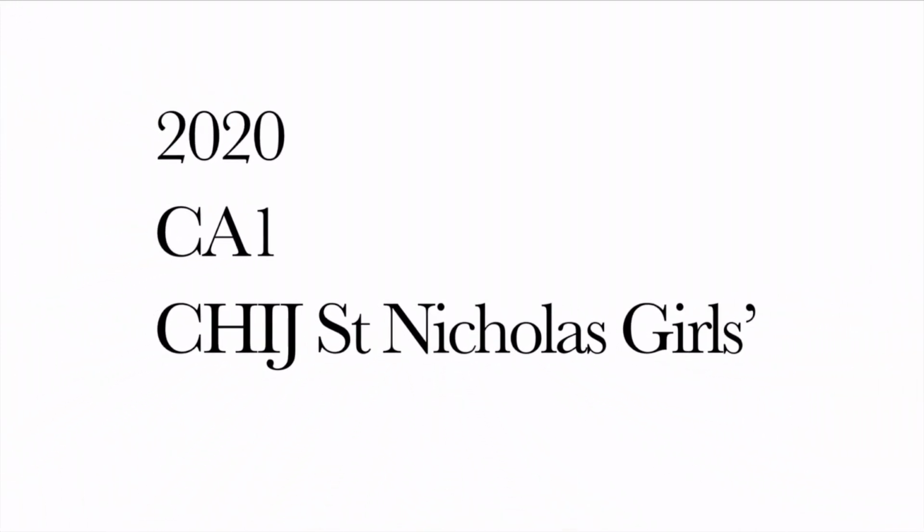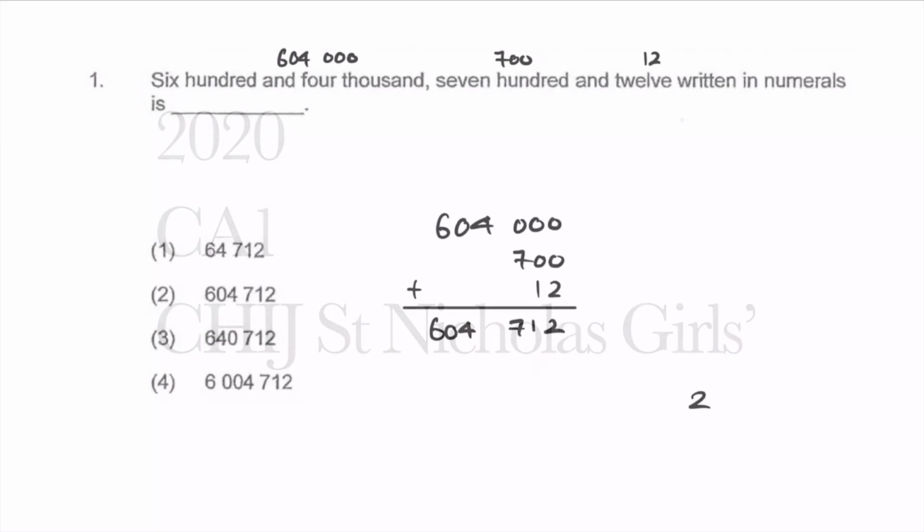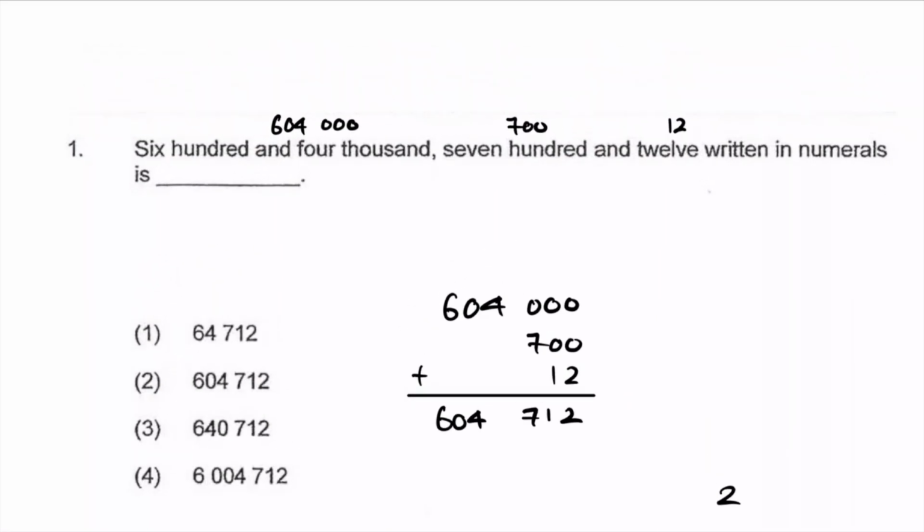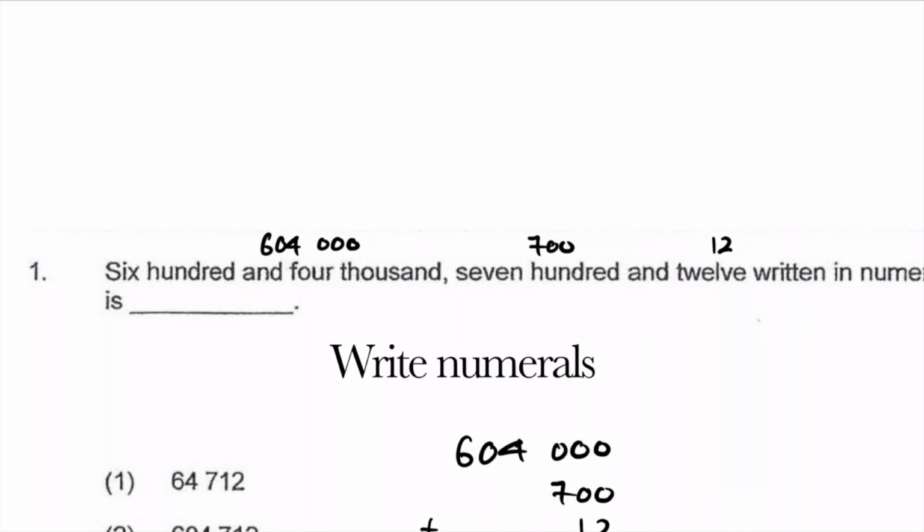2020 CA1 CHIJ St. Nicholas Girls. For the first question, words and numerals, and this is quite normal. Usually this is the case, words and numerals for the first few questions. The trick I use is to write the numbers down.